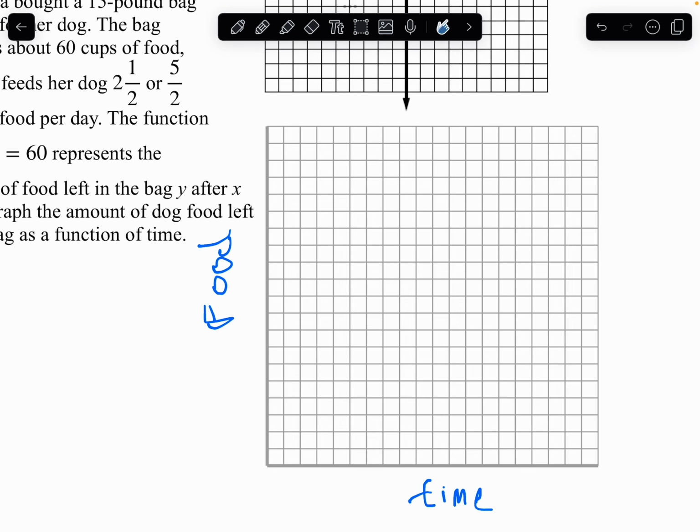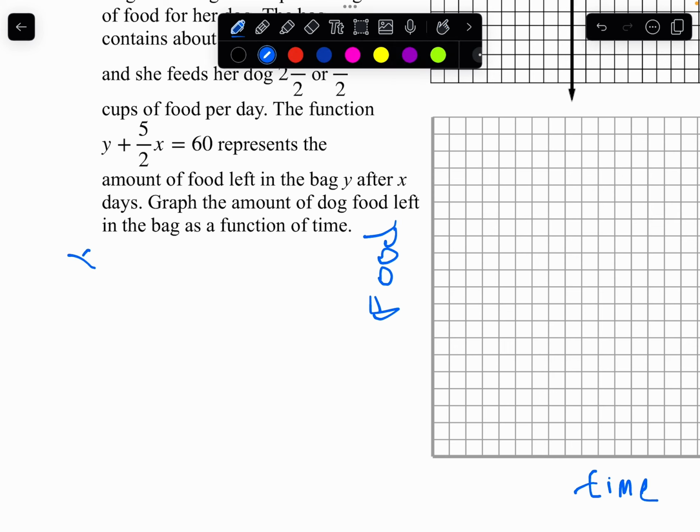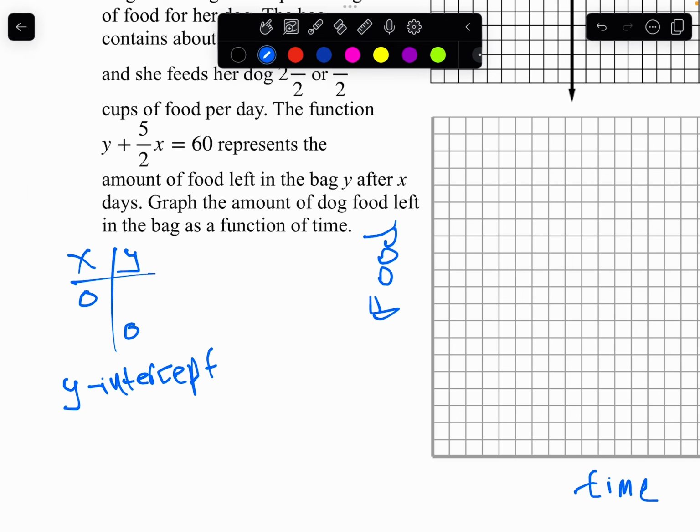So let's just find our x and y intercepts first. So I'll go x and y, I'll go 0 and 0. Let's find the y-intercept first. So that means x is 0. Since x is 0, look at that, I've got y equals 60. So I need to get up to 60.